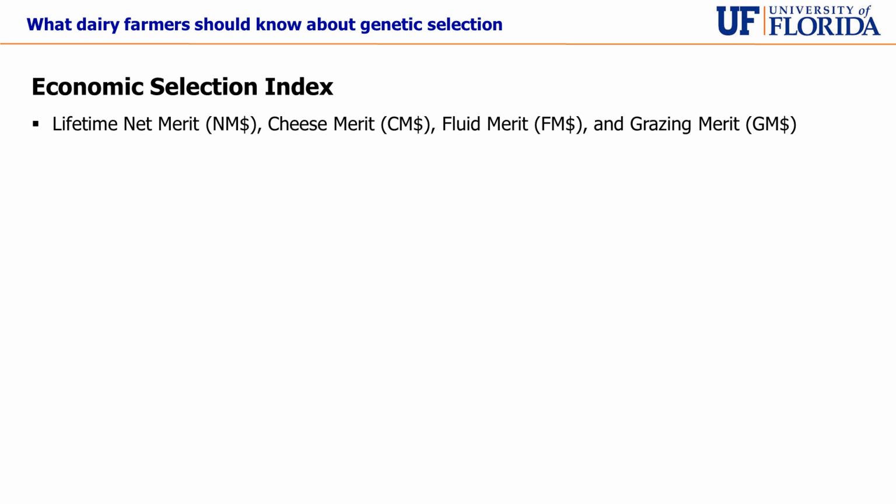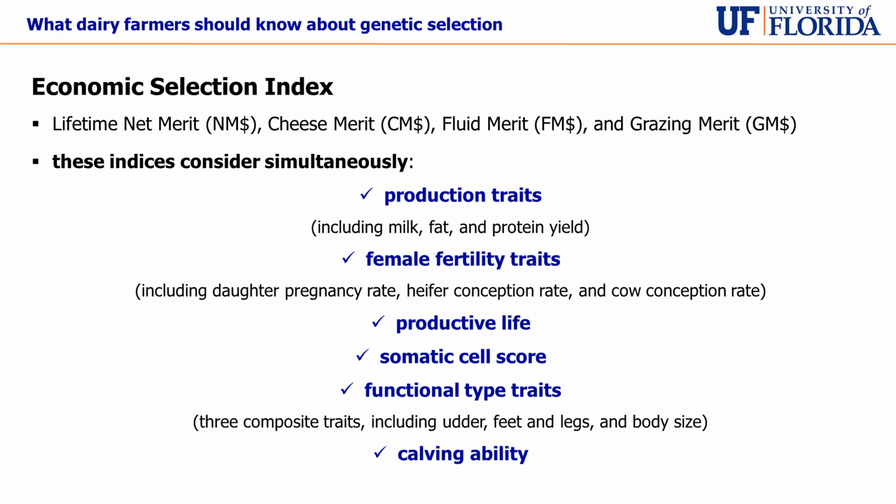So nowadays in dairy, we have at least 4 selection indices. We call them lifetime net merit, cheese merit, fluid merit, and grazing merit. And these indices consider simultaneously 12 different traits, including production traits, milk, fat, and protein, 3 female fertility traits, daughter pregnancy rate, heifer conception rate, and cow conception rate. They consider productive life, somatic cell score, 3 functional type traits, 3 composite traits including udder, feet and legs, and body size, and also calving ability.